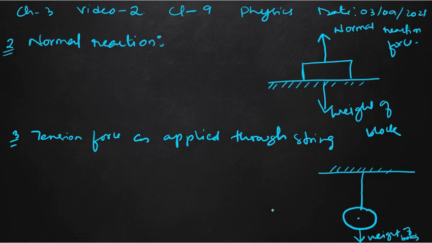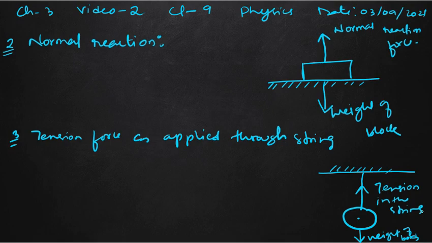In this figure, you can see two equal and opposite forces. Which equal and opposite forces? One is the downward force, which is due to the weight of the body, and one is the upward force, exerted by the string, which is pulling the body upward. This is the tension in the string.